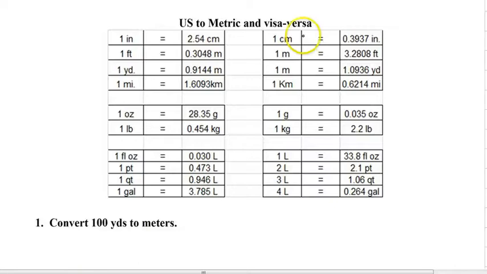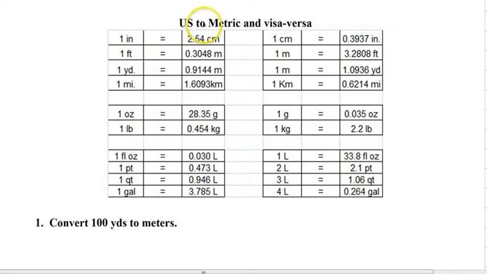Alright, this video is for US to metric and vice versa. So if you want to do conversions from metric units to American units or American units to metric units, this is the video for you. So this is a table. We have distance, we have weight, we have volume, we have more distance, we have more weight, and we have more volume.